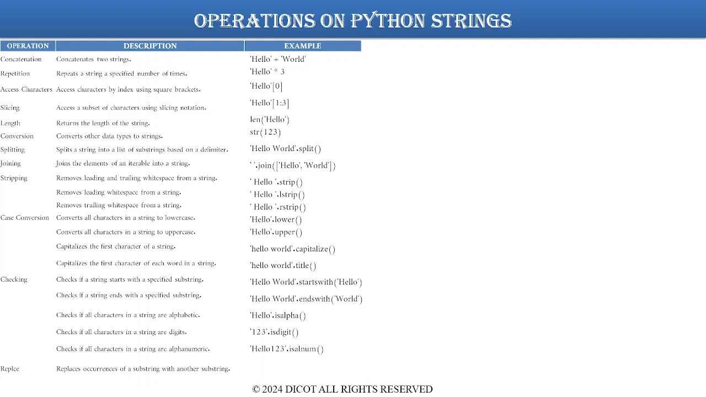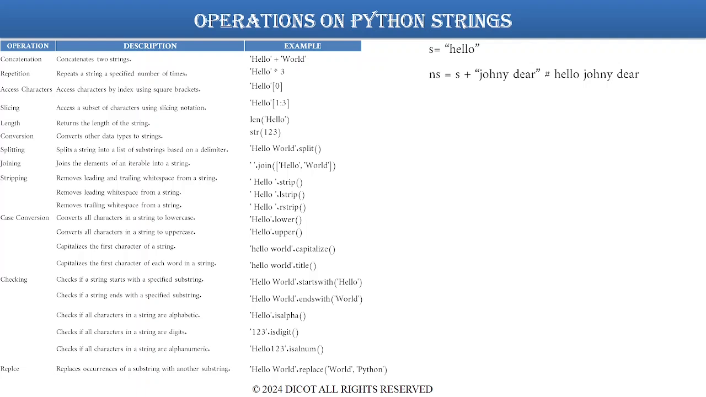Replacing replaces occurrences of a substring with another substring. Hello world dot replace world, Python will replace world with Python. Now, let us see some examples. Let's assume s equals hello. There is a new string ns assigned a value by merging s with John Deere. s will remain the same, but the new string value will be hello John Deere.